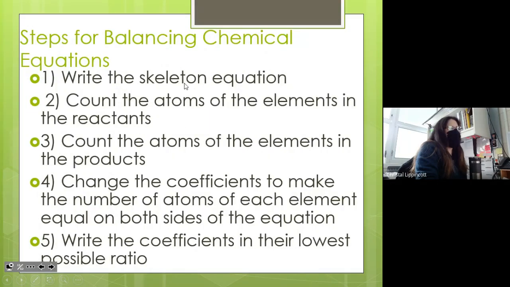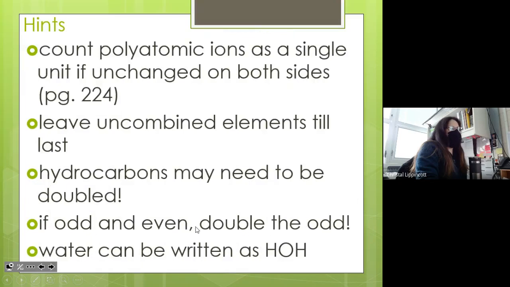So first of all, you're going to start by writing a skeleton equation. Then you're going to count the atoms of each element in the reactants and then the products. And then we're going to change the coefficients to make the numbers of the atoms balance out. And it should always be written in the lowest possible ratio.